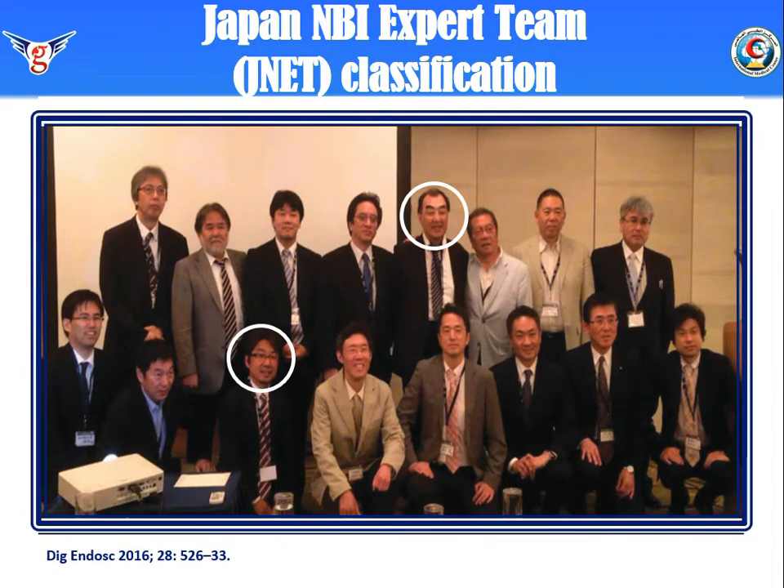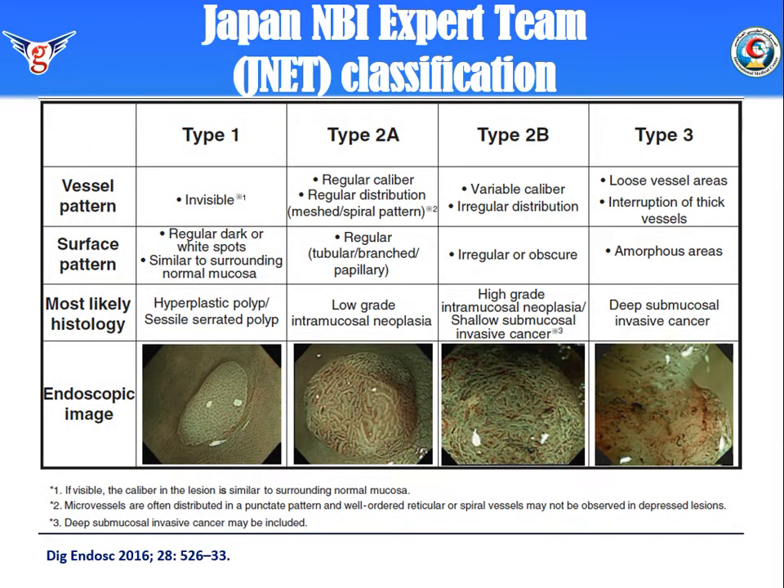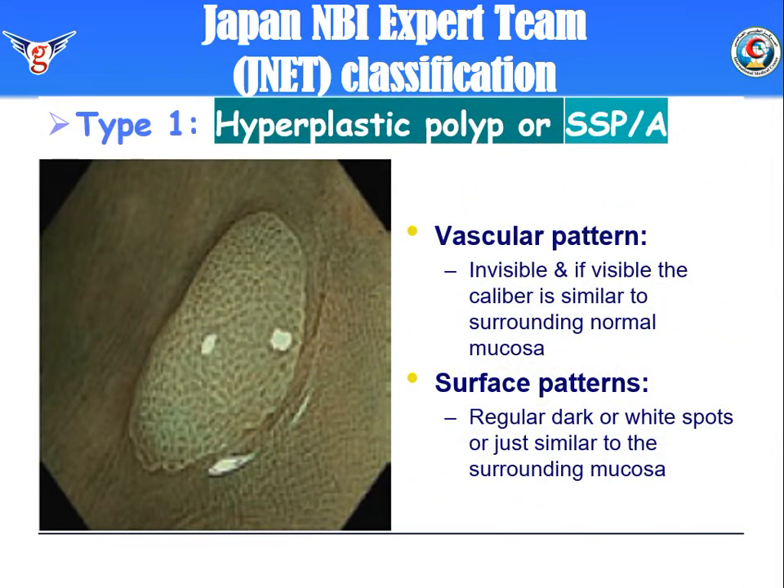In 2014, the Japan NBI Expert Team, or J-NET, classified colorectal neoplasia by using magnifying endoscopy and NBI. The classification includes 4 types: type 1, 2A, 2B and 3. Type 1 has hardly visible vessels, and has a surface pattern in the form of regular dark or white spots, which correspond to the type 2 rounded crypt opening or its marginal epithelium, and is associated with hyperplastic polyp that could be followed up, or sessile serrated adenoma that should be resected.